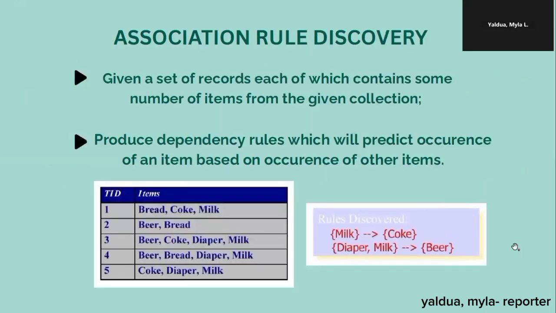Association rule discovery takes a dataset of transactions, where each transaction is a set of items, and aims to find relationships between items. The output is a set of rules showing that if certain items are bought together, another item is likely to be bought as well. Example: if milk is purchased, Coke is also likely purchased. And if diapers and milk are purchased, beer is also purchased.